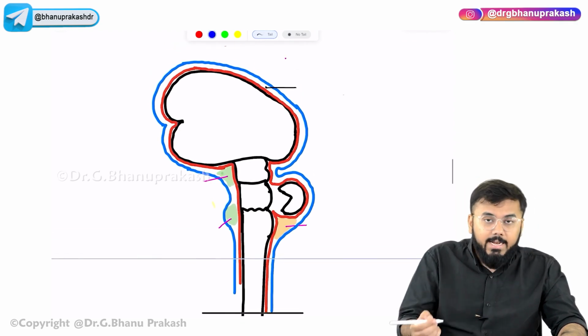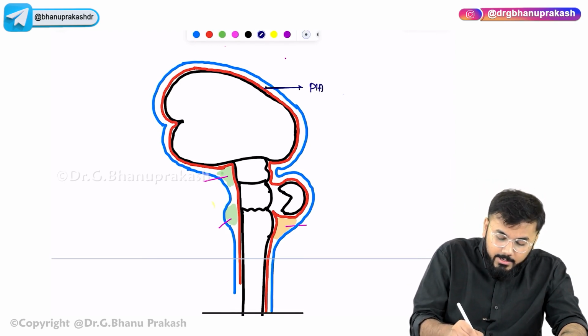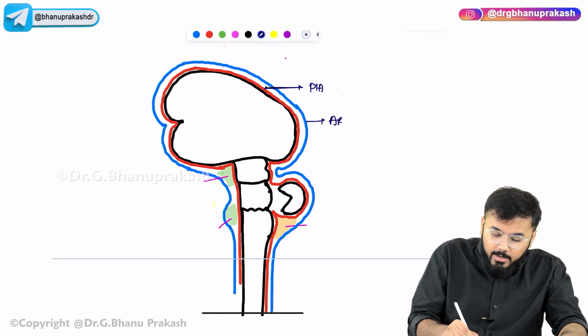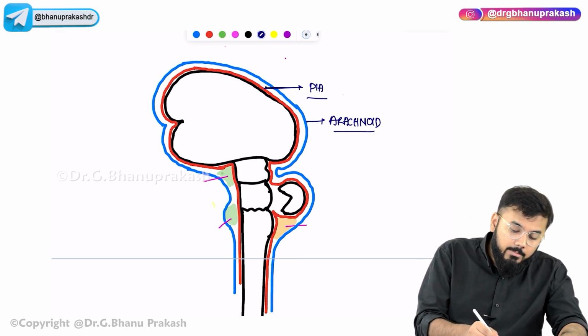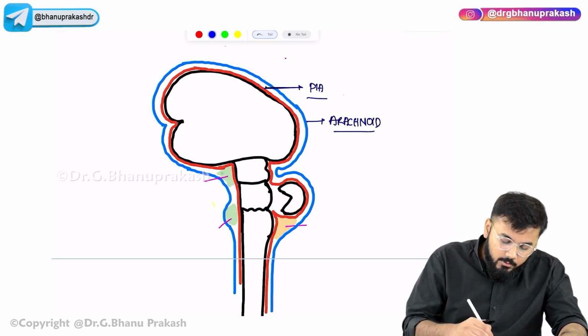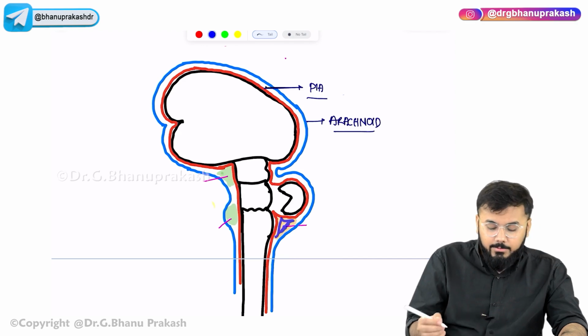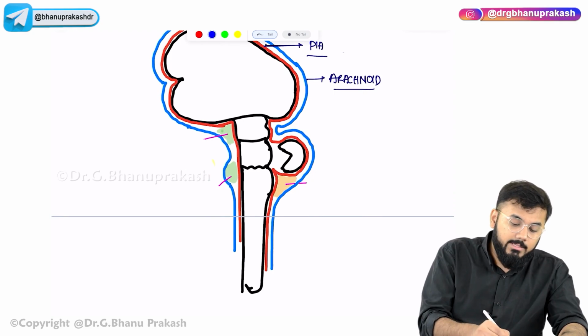Now, what is this red color layer over here? This red color layer is your pia mater. This is your arachnoid mater. There is no dura mater which I have drawn here. This is your arachnoid mater and this is your pia mater. Now, you see some empty spaces or wider gaps here. 1, 2, and here also you see some wider gaps. These wider gaps of the subarachnoid space are called cisterns.